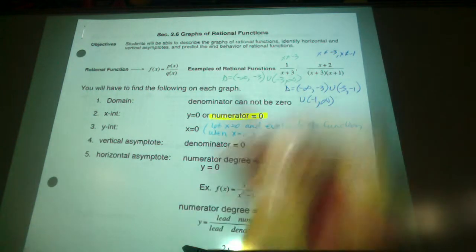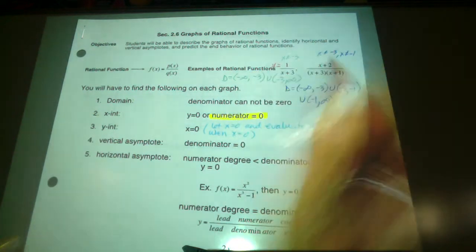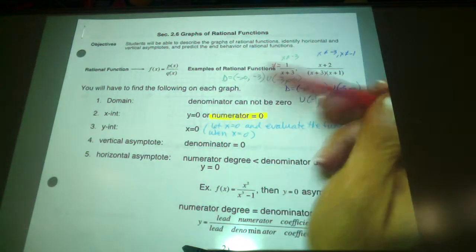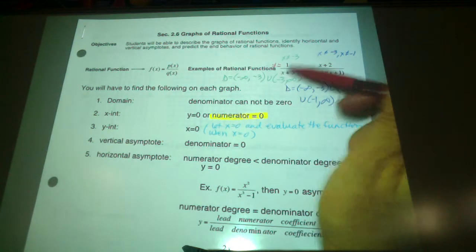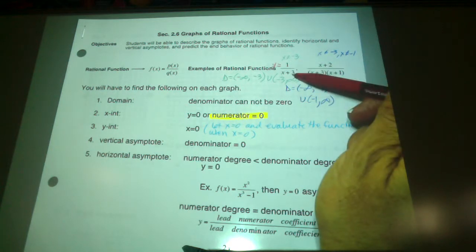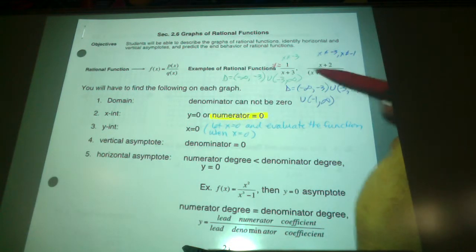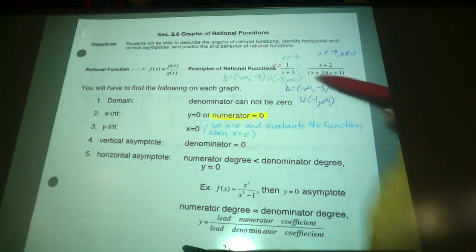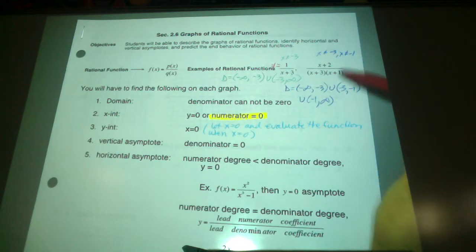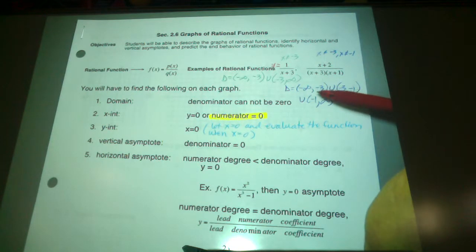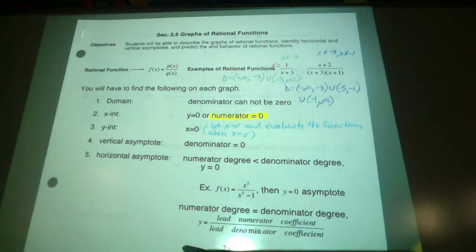So for these fractions, 1 over x plus 3, this is really y equals 1 over x plus 3. So if I let x equal 0, that means that my y-intercept is going to be 1/3. Right? So this is going to cross the y-axis at 1/3. If I let x equal 0 here, I have a 2 in the numerator. If I let x equal 0 here, this part becomes 3. Let x equal 0 here, this part becomes 1. 3 times 1 is 3. 2 over 3 is 2/3. So this fraction is going to cross the y-axis at 2/3. So that's how you find your y-intercept.